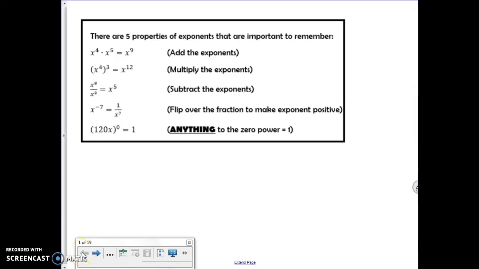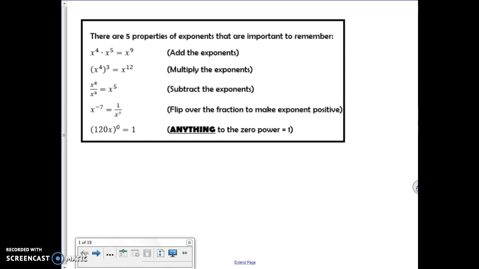Today we are going to focus some more on exponents because I know that this is everyone's favorite thing to talk about. So first thing on the top of your paper is a list of the 5 really important exponent properties and just examples of what each of them mean.